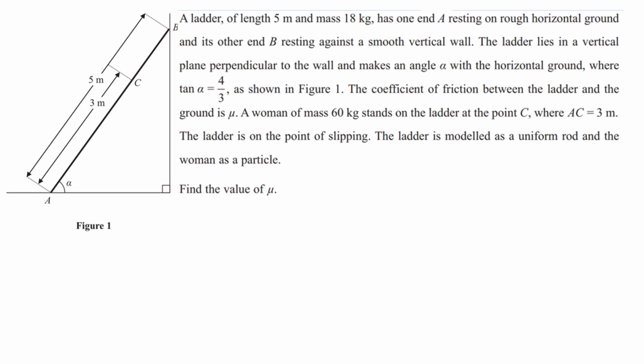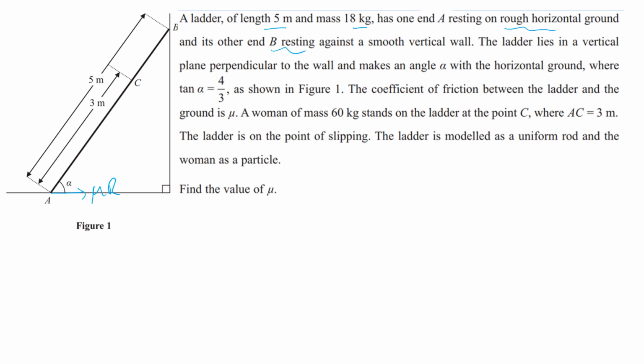This next question is a ladder question where we're going to be taking moments about A. We're going to be resolving forces horizontally and vertically, perpendicular and parallel to the slope. So we've got a ladder of length 5, mass 18, one end resting on rough ground. So the ladder would potentially slip this way. So our friction needs to oppose that motion because we're told it's rough ground, and we're going to have mu R acting that way.